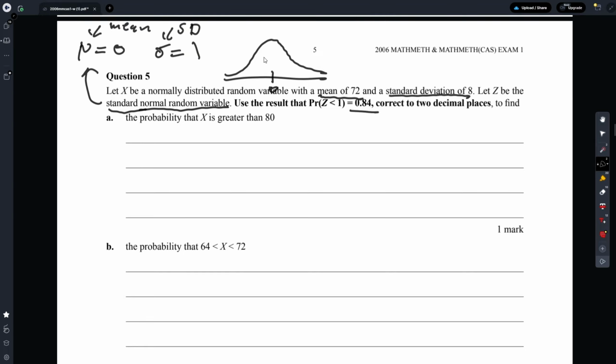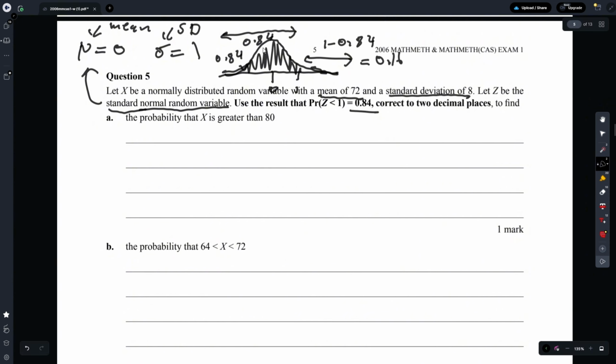By this logic, when it's less than 1, the area is 0.84. If we know that this entire area is equal to 1, and this is 1, and it's saying that this is equal to 0.84, that's basically saying the area under here is 0.84, which means over here is 1 minus 0.84, which equals 0.16, as the area of this entire curve has to add up to 1, as it's the standard normal random variable. Okay, we can use this for this question.